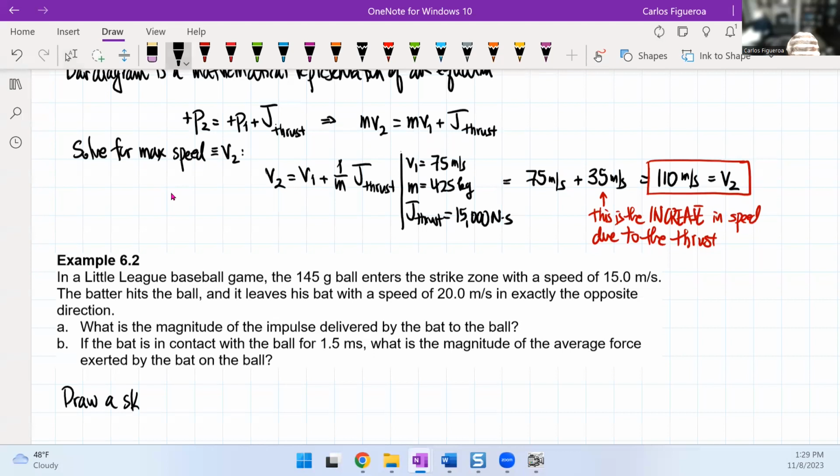a sketch of the situation along with its bar diagram.